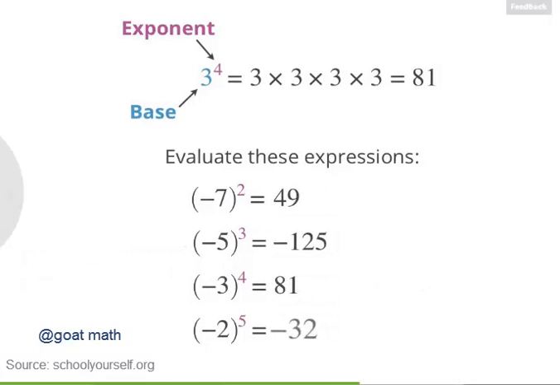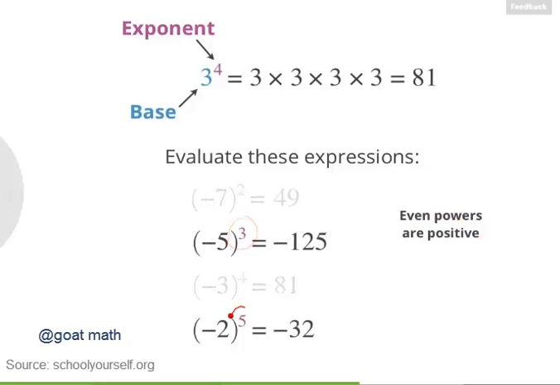Nicely done. So here are the answers you found. You might have noticed a pattern. Raising a negative number to even powers, like 2 and 4, gives you a positive result, while raising to odd powers, like 3 and 5, gives you a negative result.